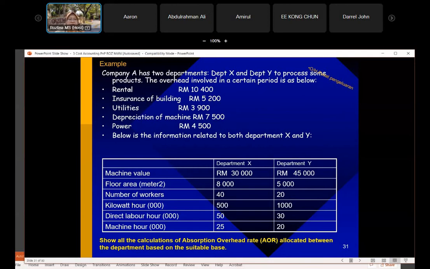Okay. Rental, how to absorb? Rental we can absorb by looking at the floor area. We take the portion of floor area. Insurance, we can still use floor area. Utilities, maybe you can use number of workers. Depreciation of machine based on machine value. Power, maybe you can use kilowatt hour. So how to distribute the cost here to be absorbed by department X and department Y.